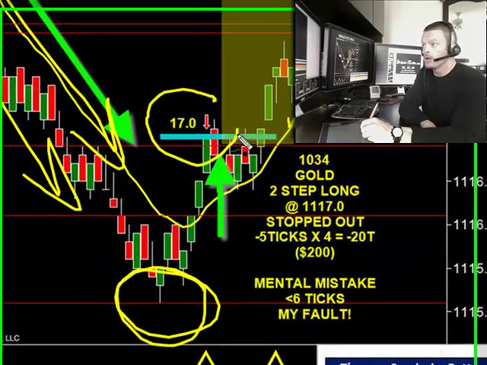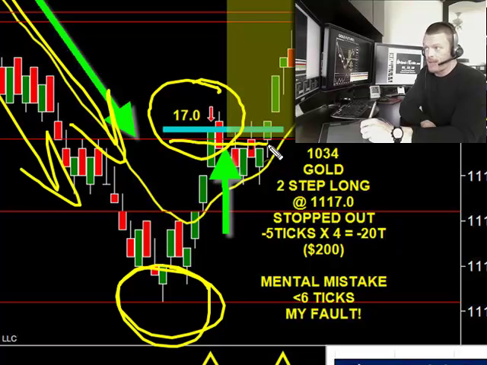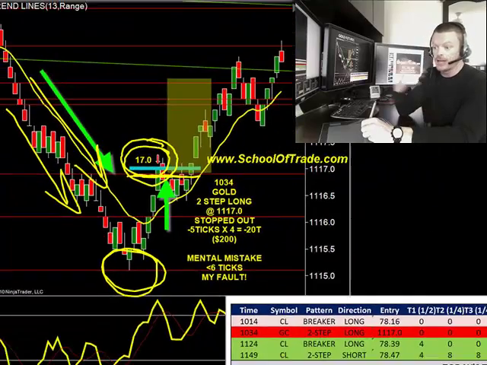Short-term trend is down. We're looking for a long trade here, which is a counter trend trade. We got stopped out. Now stop is -6. We got kind of a lucky bounce there, got -5 for -20 ticks or -200 USD.